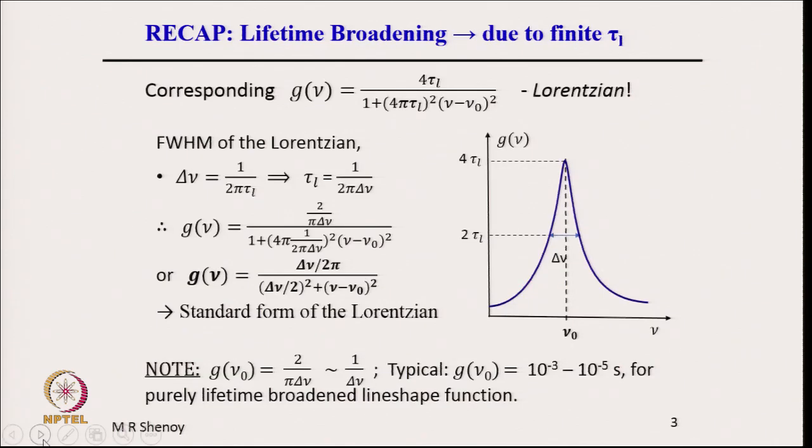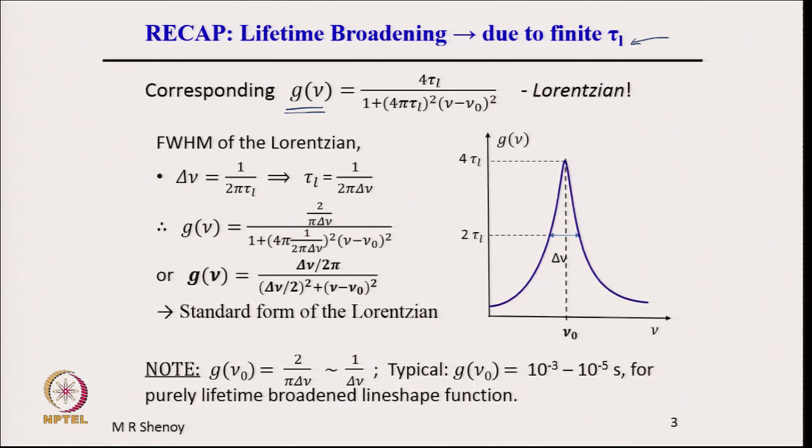Now, a very quick recap of the lifetime broadening, which is due to finite lifetime of the level tau L and the corresponding line shape function g nu, we have derived this in the last lecture, is given by 4 tau L divided by 1 plus 4 pi tau L whole square into nu minus nu 0 the whole square, which is a Lorentzian function.